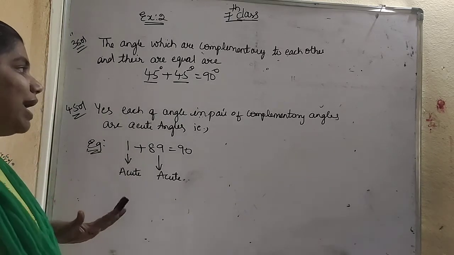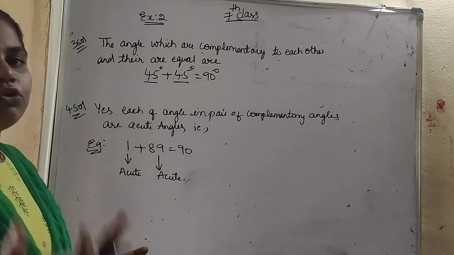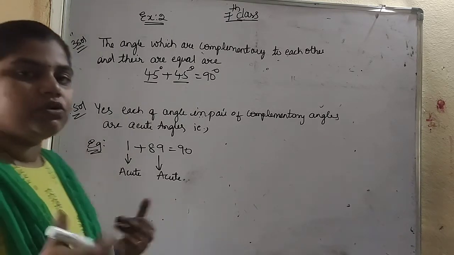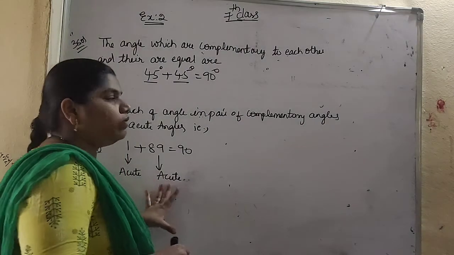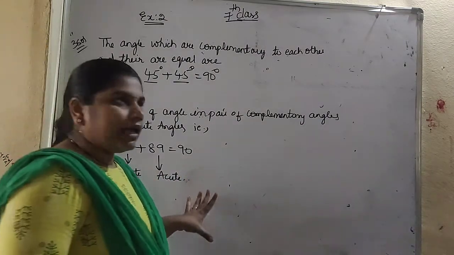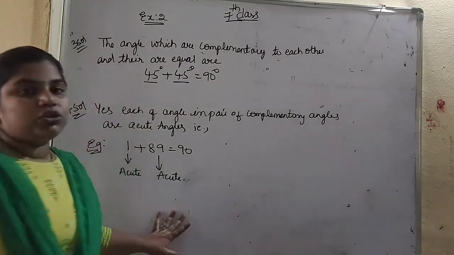So in complementary angles, any two angles of the pair will always be acute. So the sum of two acute angles will be equal to what? The sum of two such acute angles will always give complementary angles. So this is our fourth solution.